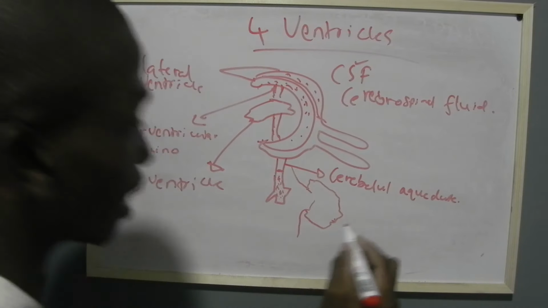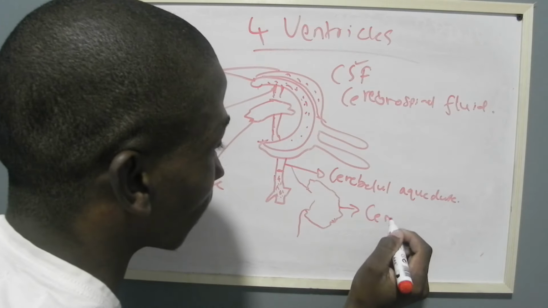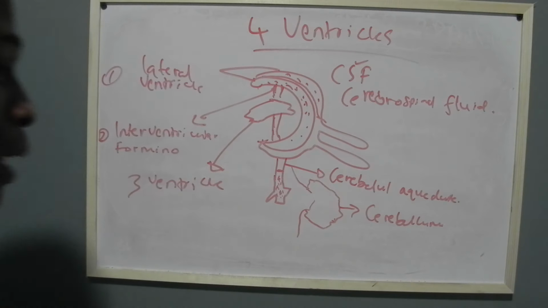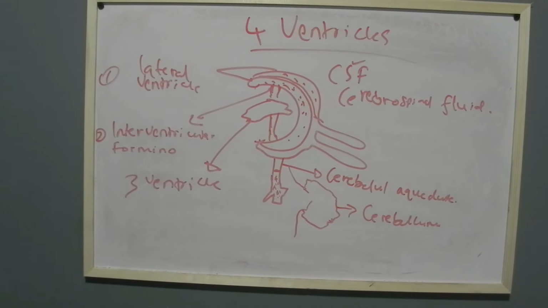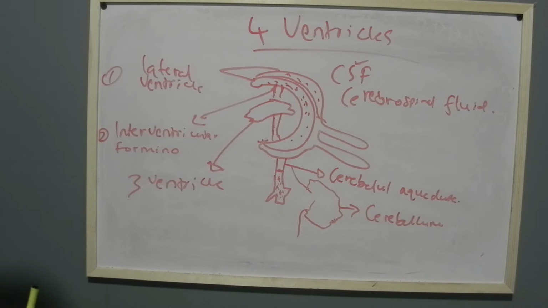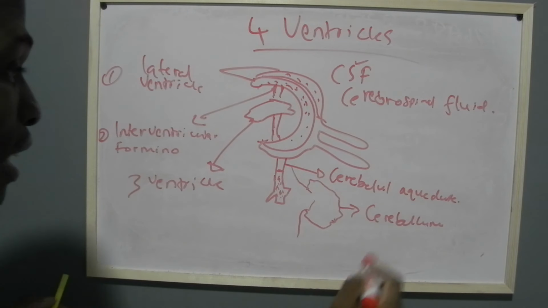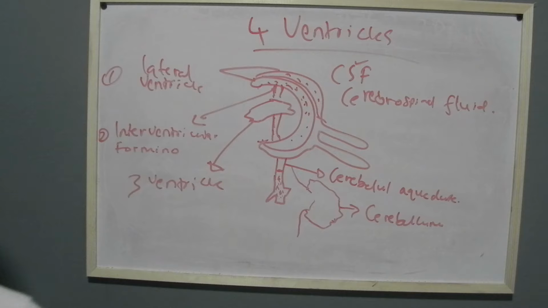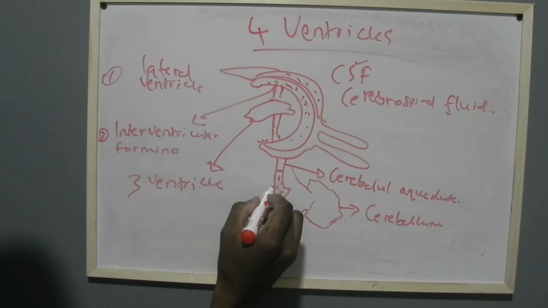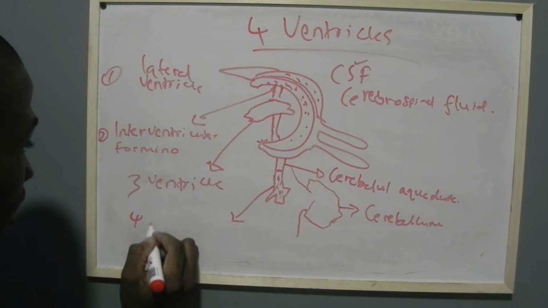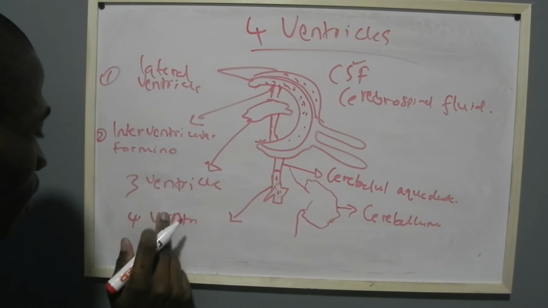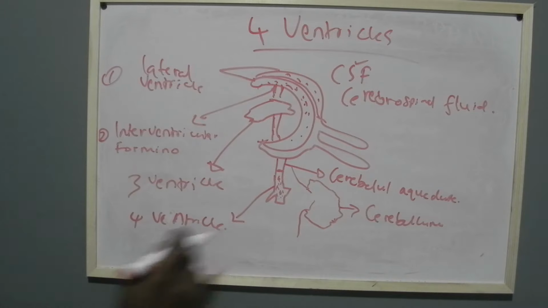This is the cerebellum, whose function is to control muscle movement, right? I think, yeah, it controls muscle movement. And then this is the fourth ventricle. This is the fourth ventricle.